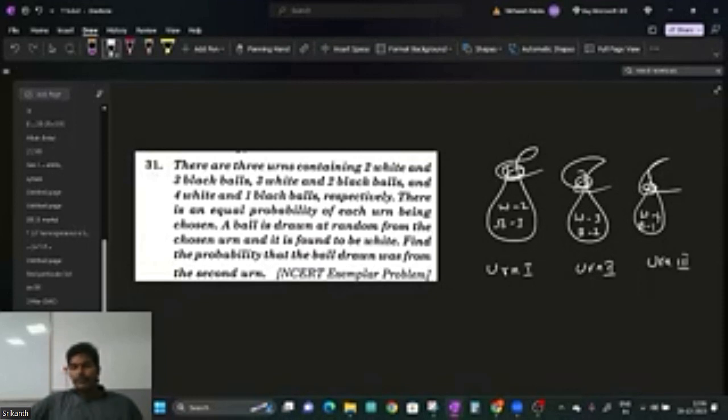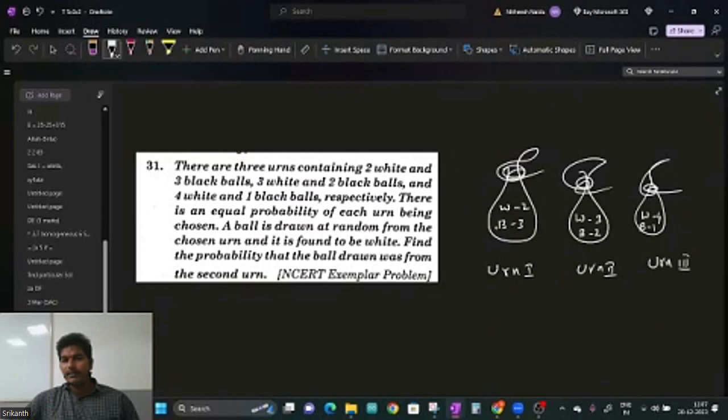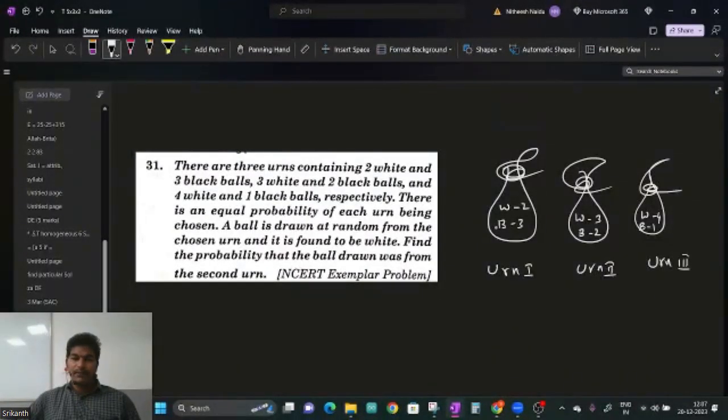Equal probability for each arm being selected, that's what he says. A ball is drawn at random from the chosen arm. Okay, one arm is chosen, and the ball from the arm is found to be white. Find the probability it is from the second arm. Okay, so let us draw one by one.